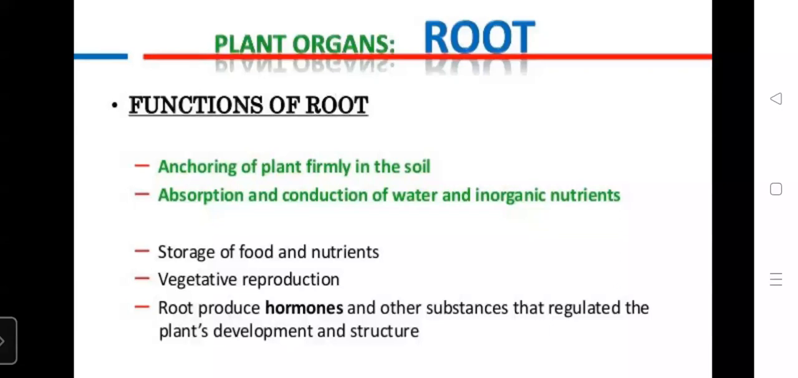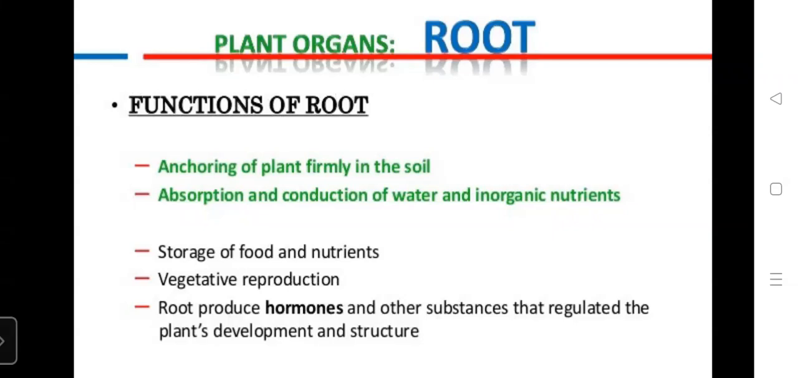They are concerned with anchorage, absorption, storage and conduction. These are the main functions of the root. In some plants, the entire root or part of the root becomes modified for a specialized function. The fleshy roots of sweet potato, beetroot and radish store food material. These specialized roots are called storage organs.